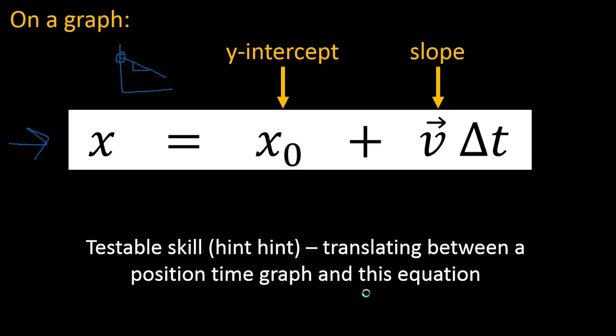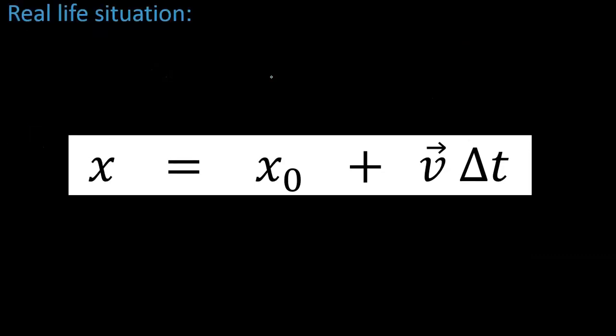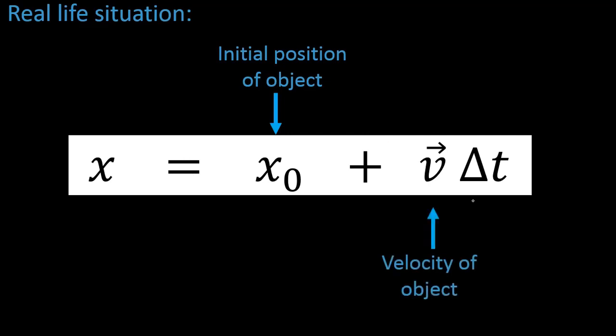But we can also use this equation to analyze a real-life situation, like a word problem or our actual experiment. This mathematical representation represents real things in real life. And here's what these variables represent. x0, this first variable here, is the initial position of the object. That is where the object is located at the start of our problem, at the start of the time interval.